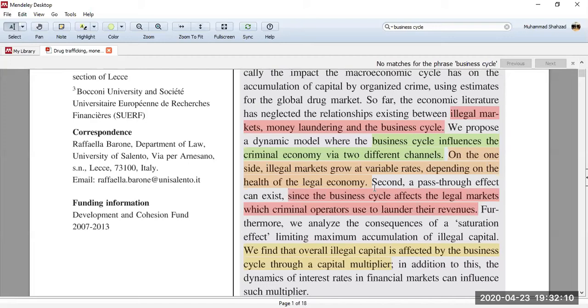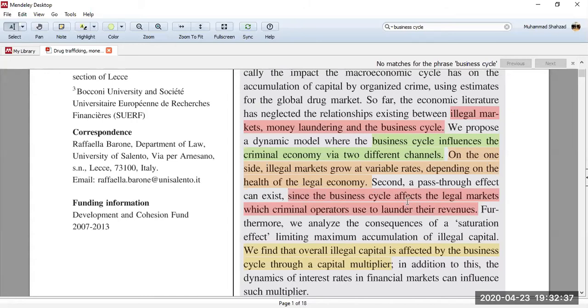And there are many ways to do illegal markets. Let me tell you one thing, drugs are one of the examples, then target killing is one of the examples, then any material that is illegal, people smuggle them to make money, that's very commonly used. So they mentioned these things inside that article, and they are also talking about how the business cycle affects the legal market, in which criminals operate to launder their revenue.